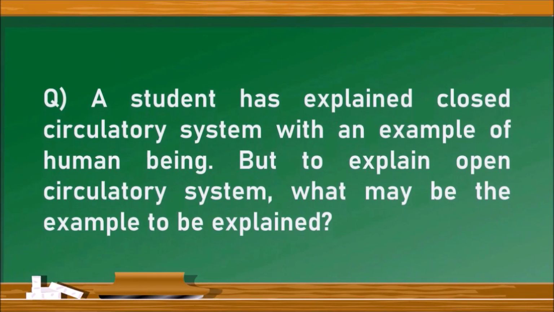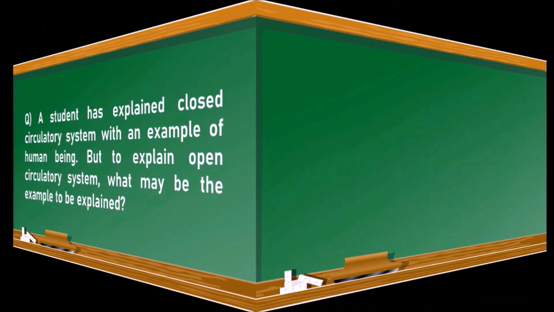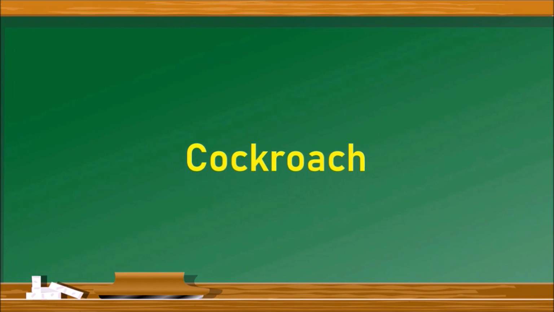The first question: a student has explained closed circulatory system with an example of human being. But to explain open circulatory system, what may be the example to be explained? Here, the example for closed circulatory system has been given, such as human being. You need to give the example for open circulatory system. The example for open circulatory system is cockroach, or you can write the name of any arthropod insects.